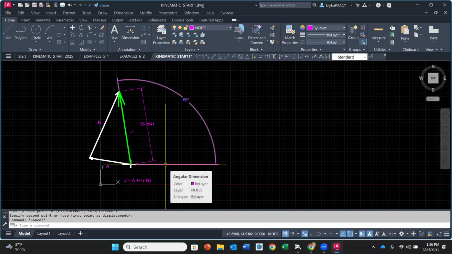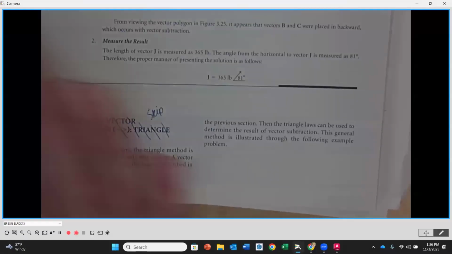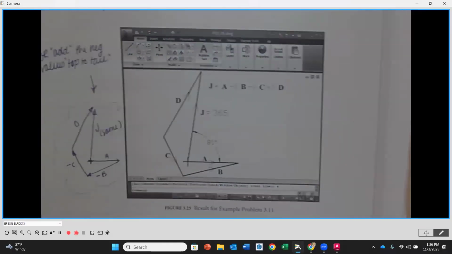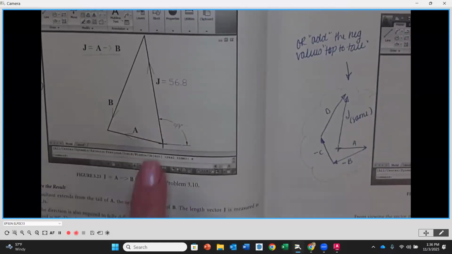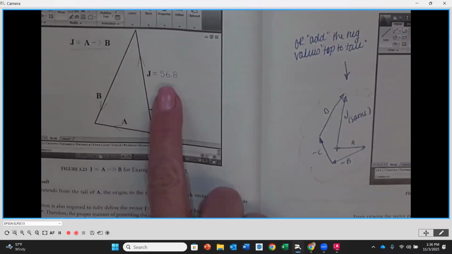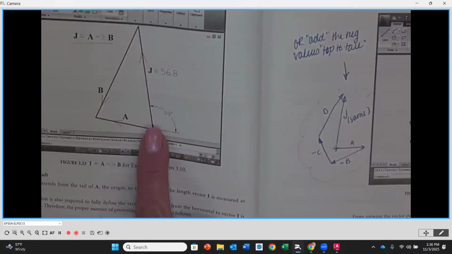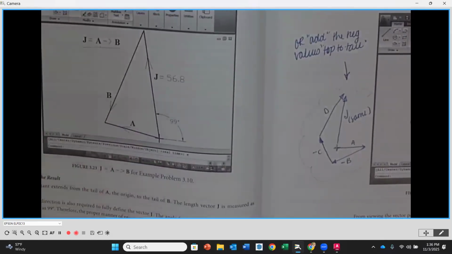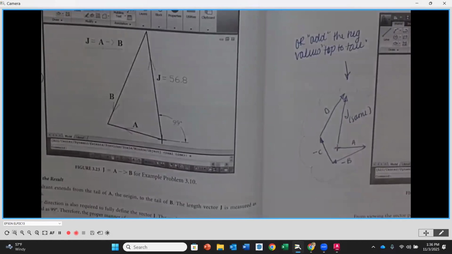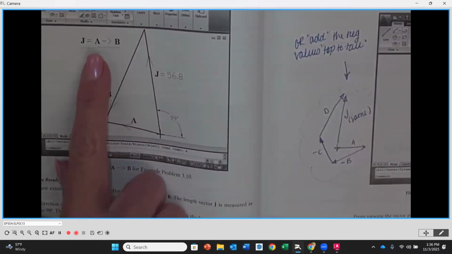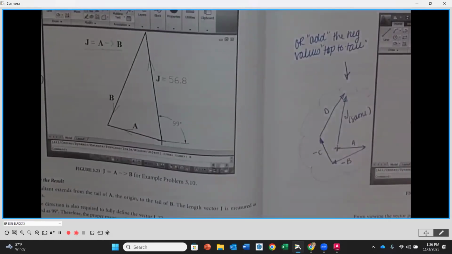Okay. So here is your final result. If we compare that with what is in the book, you're going to notice we ended up with the very same answer. So the length of it is 56.8, and it's at a 99-degree angle from 0. Now, you're going to notice something different about their example, and this is where we differ. I'm going to wait till everybody is looking up here.